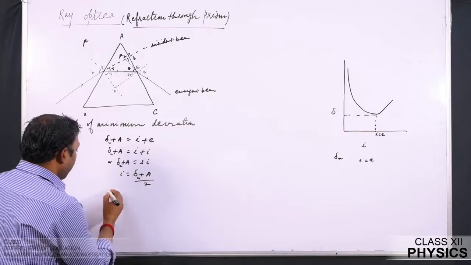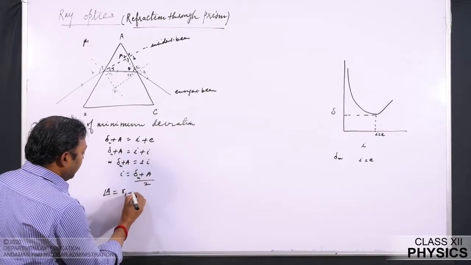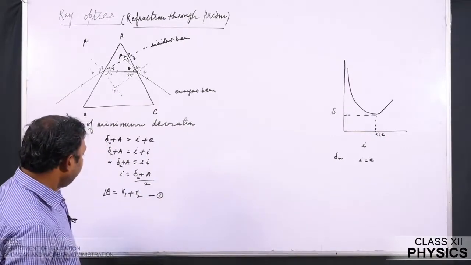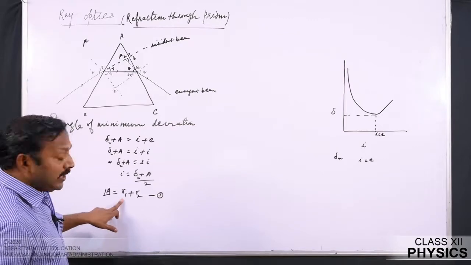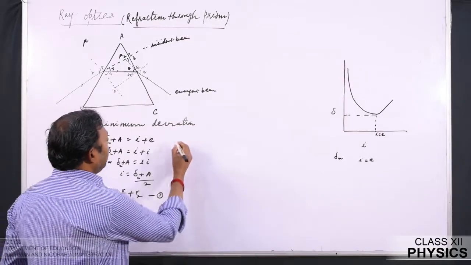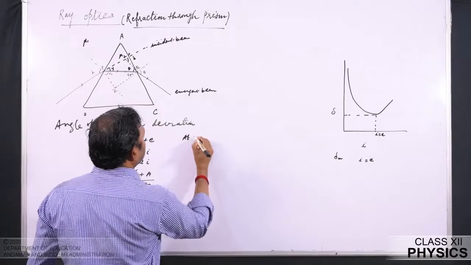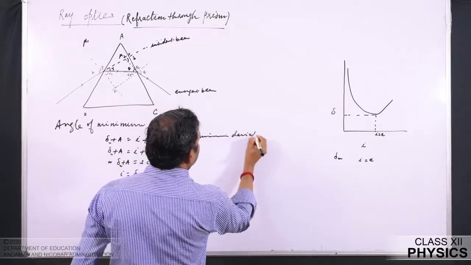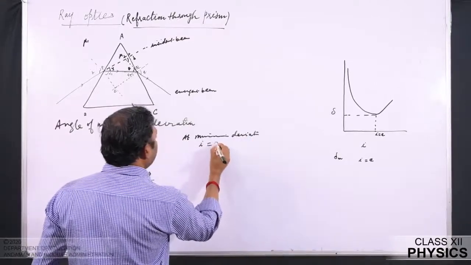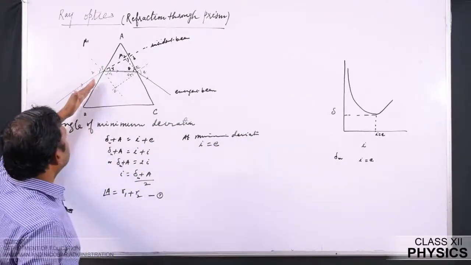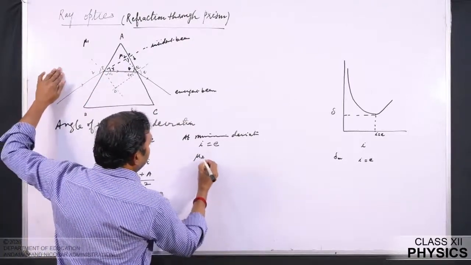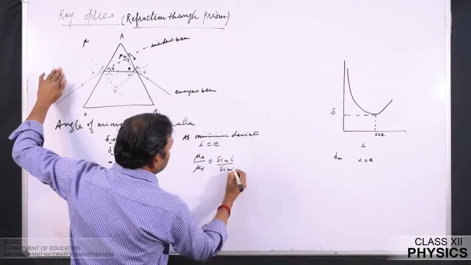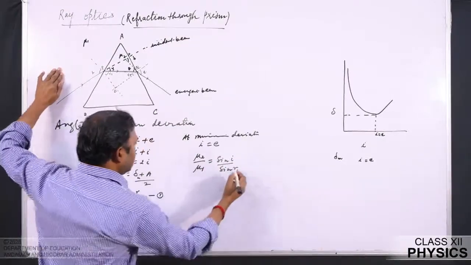Now, we know that angle A is equal to R1 plus R2. Let this be equation 1. Now, we need to find the value of R1 in terms of A. So, at angle of minimum deviation, I is equal to E. Now, for the first surface, according to Snell's law, we have mu 2 divided by mu 1 is equal to sin I divided by sin R1. Let this be equation 2.